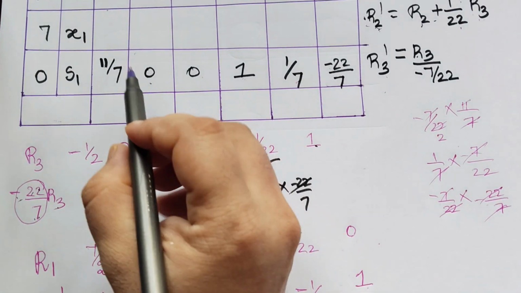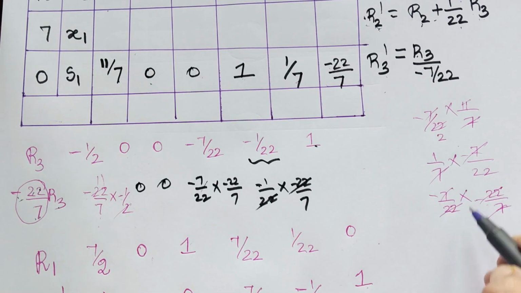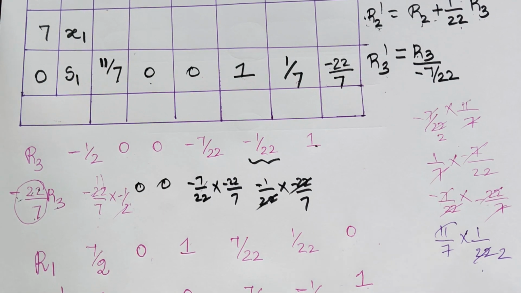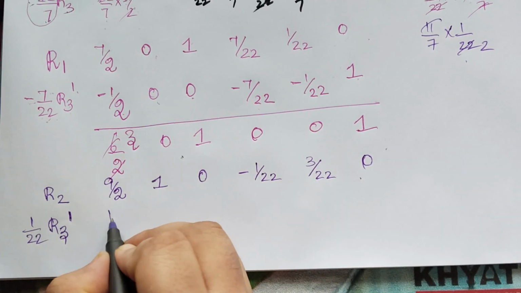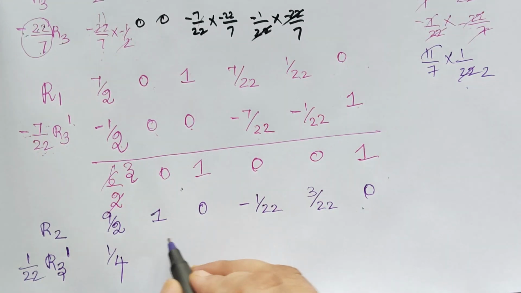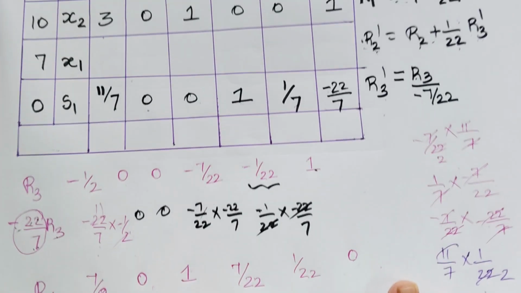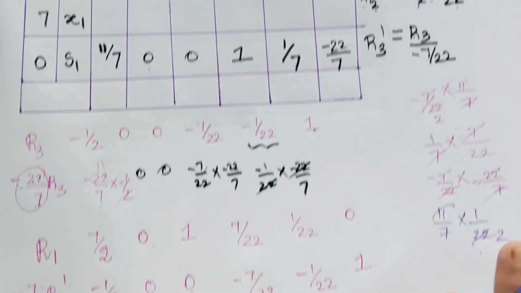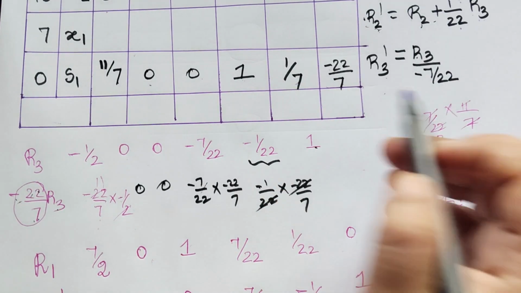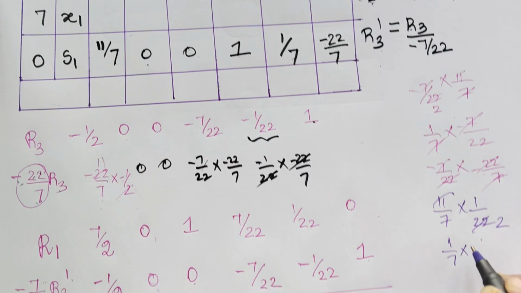With this, if we multiply 1 by 22, 11 by 7 multiplied with 1 by 22: 11 1 times, 11 2 times. So we will get 1 by 14. That we will write here. Then next we have 0 0, so 0 0. The next we have 1. So 1 multiplied with 1 by 22 is 1 by 22 only. Then we have 1 by 7. So 1 by 7 multiplied with 1 by 22.